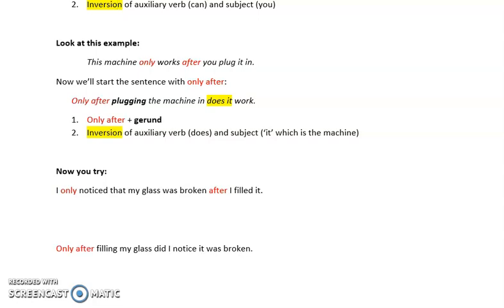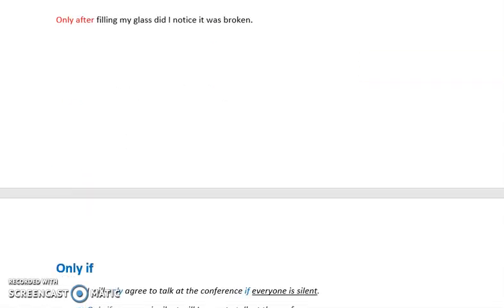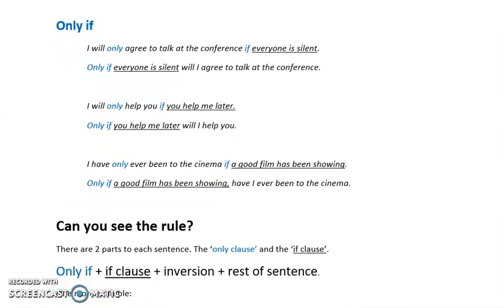Okay, so up to now we have learnt how to change a sentence with only and after to start the sentence with only after, add the gerund and invert the subject and auxiliary. Next, we're going to look at only if, and this is a lot simpler. I'm including this in this video because it's a lot simpler. First, we're going to look at some examples, and then I'm going to see if you can see the rule.